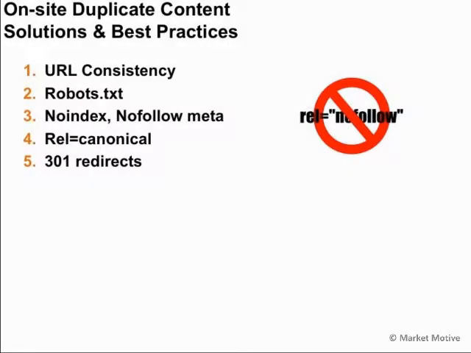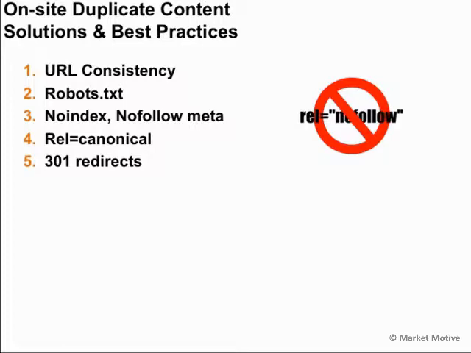So what are the solutions and best practices for this on-site duplicate content? Well, URL consistency is very important. Robots.txt, noindex, and rel canonical we'll talk about along with 301 redirects in the next section of this series. But these are the best practices, starting with URL consistency, being consistent with the way that you link your site, with the way that you reference your URLs, the way that you get links and people link to you.